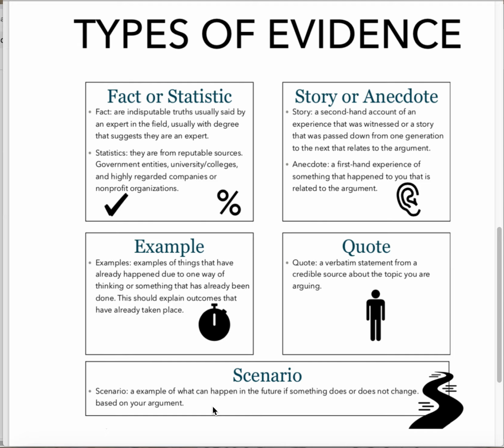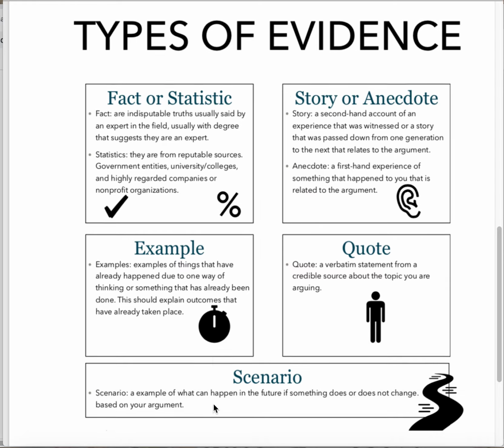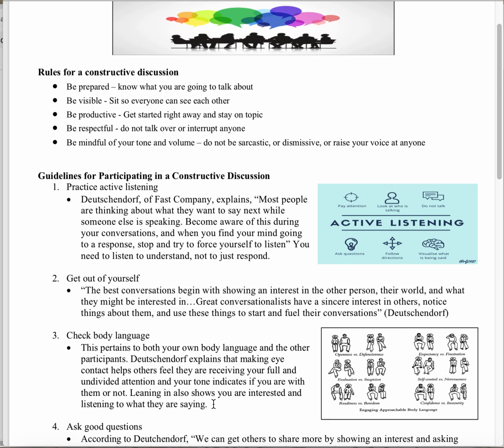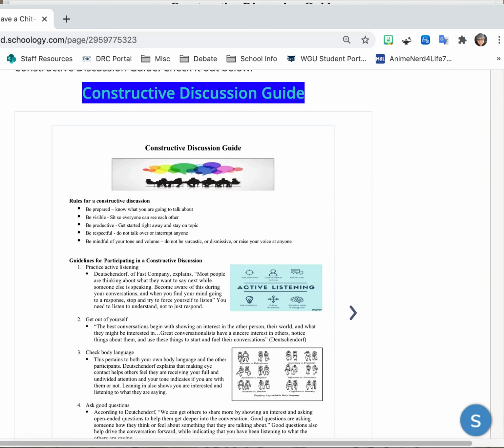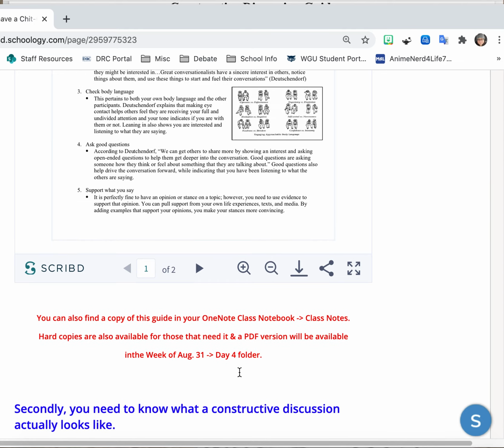So I definitely want you to keep this in mind and keep this handy when we are having discussions so that you can use these types of evidence and also follow these guidelines. I definitely want you to take a closer look at that, especially when you are watching the video. So moving on. Also, you can find a copy of this guide in your OneNote class notebook under class notes. Hard copies are also available for those that need it, and a PDF version will be available in the week of August 31, day 4 folder.